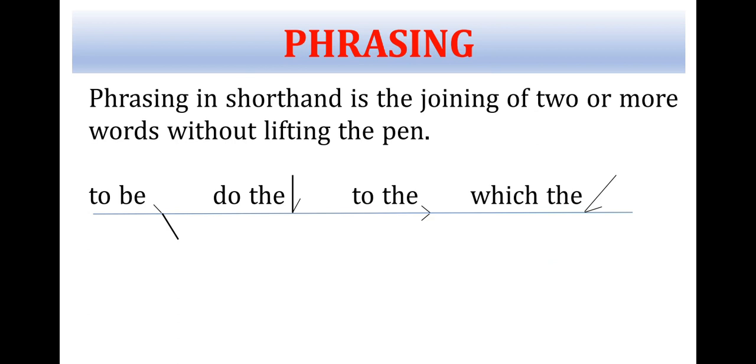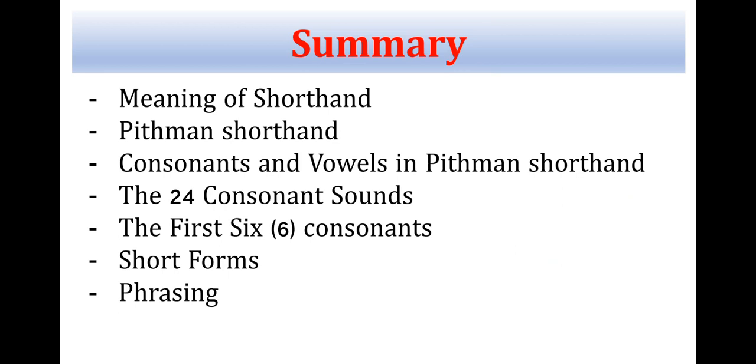So that is all about phrasing, under the first six consonants that I've explained earlier. If you remember, I started with the meaning of shorthand, which I said is the representation of spoken words in English with strokes and dashes. And then I moved on to Pitman Shorthand, which is made up of 24 consonant sounds, 12 vowels, and 4 diphthongs. I also said that the 24 consonant sounds can be split into 6, 8, 8, 2. We considered the first 6 consonants, which are consonants P, B, T, D, Ch, and J.